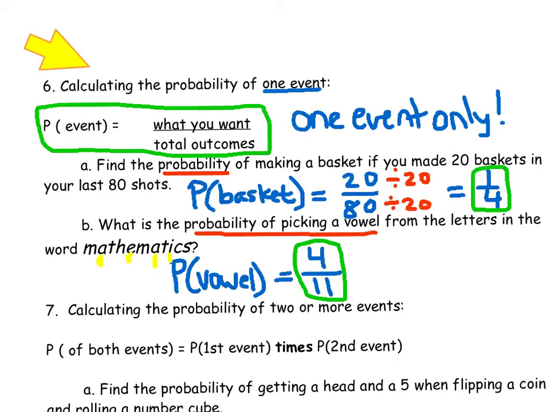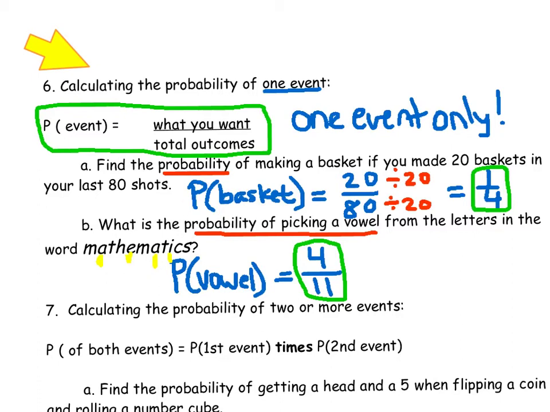So take a look at number 6, calculating probability of one event, just one thing happening. So remember, probability of an event is what you want to happen over the total number of outcomes. And remember, I'm talking about just one event in this example. So look at letter A. Find the probability of making a basket if you made 12 baskets in your last 80 shots.